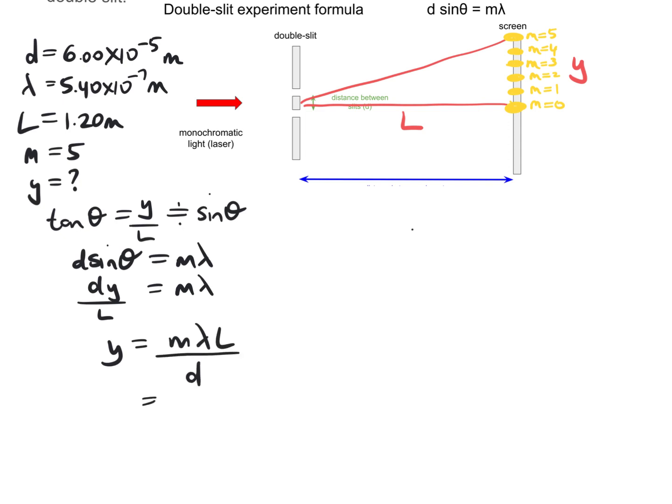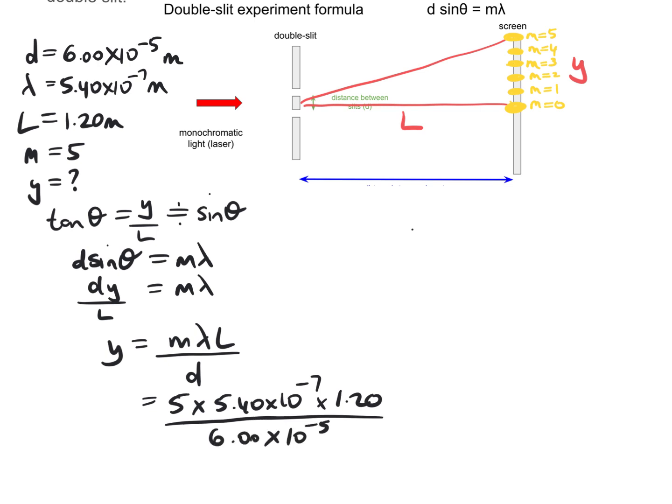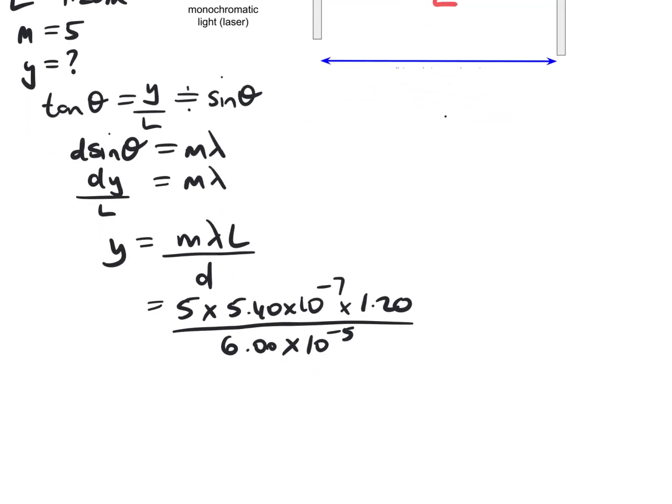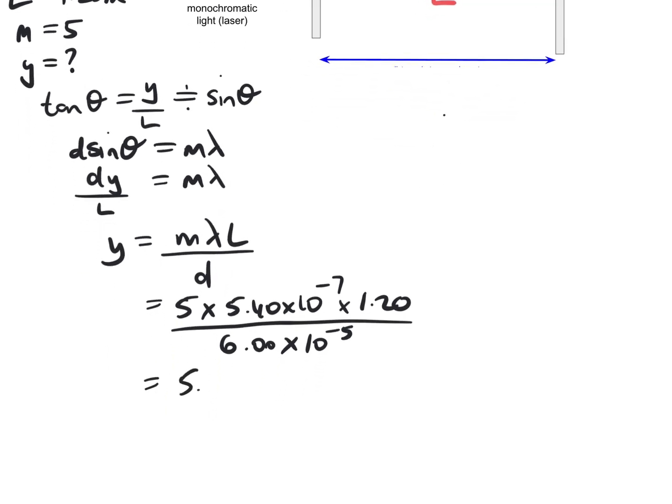Substitute our known values in, so 5 times our wavelength, times the distance between the screen and the slits, divided by the distance between the double slits, making sure that it's all in meters, so our SI units. Entering that into our calculator gets an answer of 5.4 times 10 to the power minus 2 meters, so about 5.4 centimeters. So the distance between our central bright spot and our fifth order bright spot on one side of the interference pattern is about 5.40 centimeters.